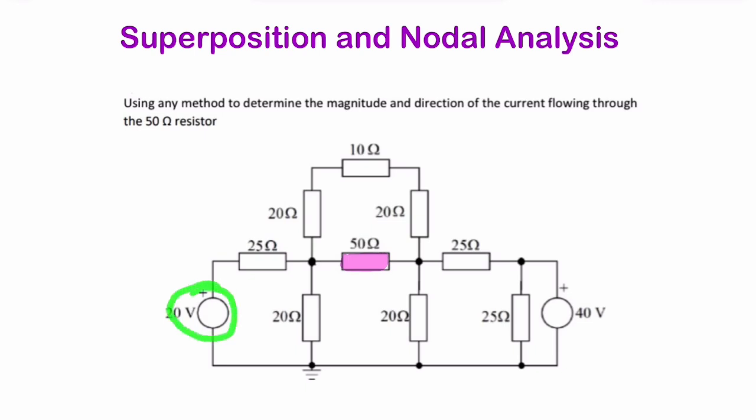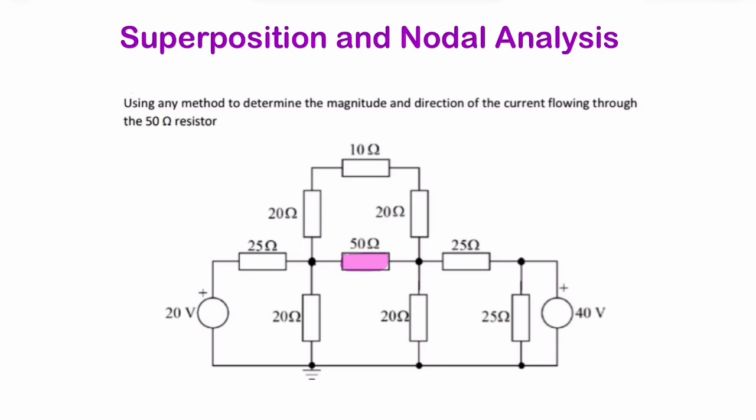Often when you see two voltage sources, you would think of using the superposition principle. So you would short circuit one of the voltage sources and calculate the current, and then you'd short circuit the other and calculate the current, and then you would add those two currents together. That's one way of doing it.